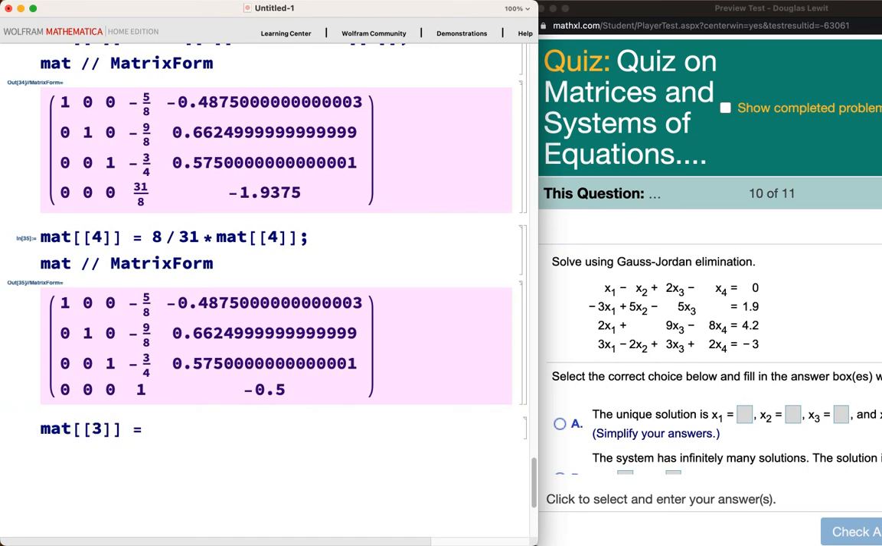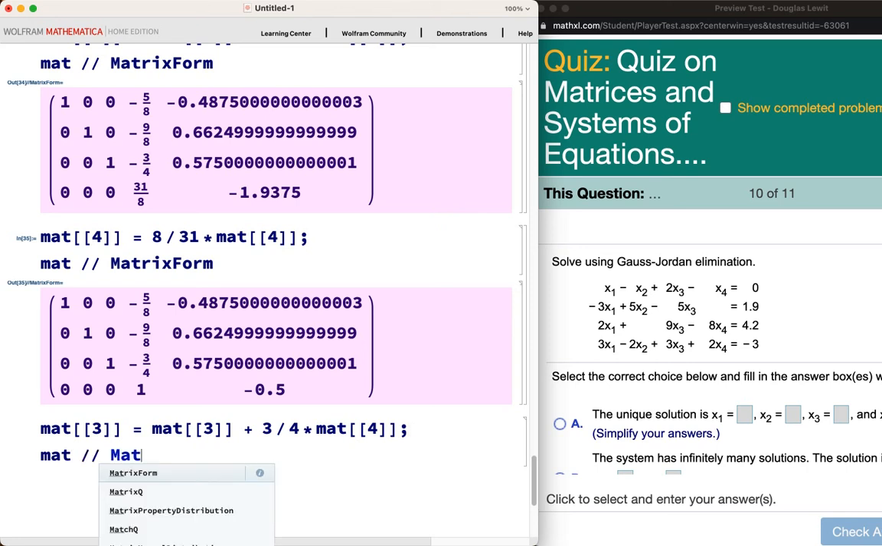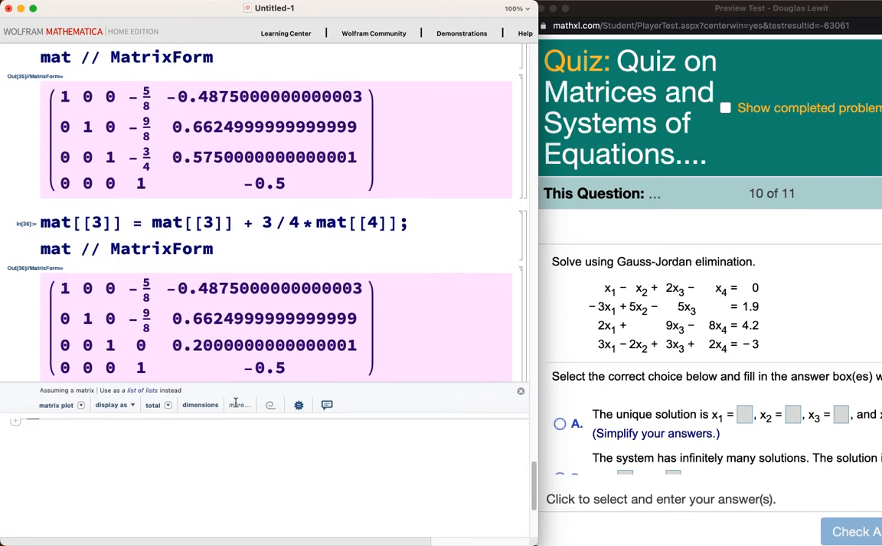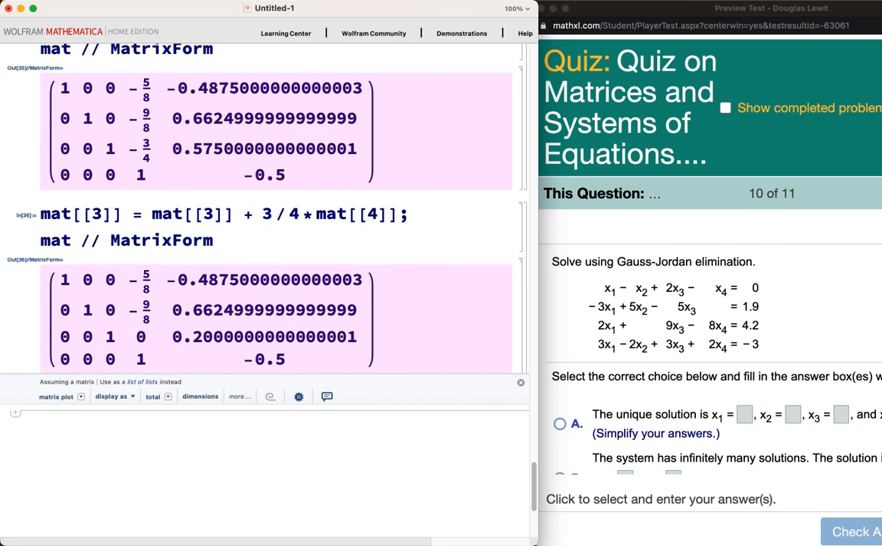The new third row is equal to the old third row plus 3/4 times the fourth row. Okay. And then the second row, the new second row, is equal to the old second row plus 9 over 8 times the fourth row.